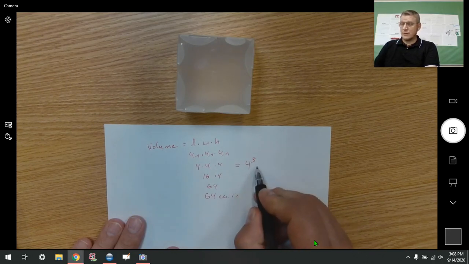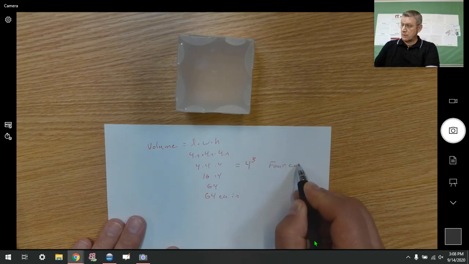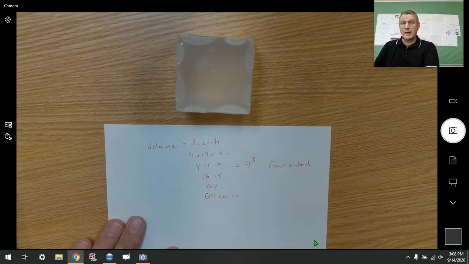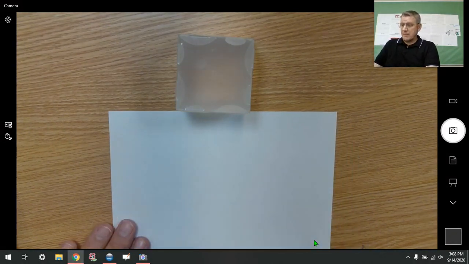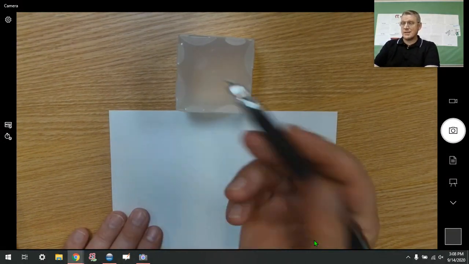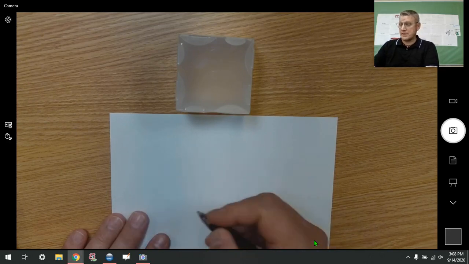So this is actually said in English, 4 cubed. And that simply means the number 4 multiplied by itself 3 times. And that works with any number that we have. Let's not say it's 4 inches, let's say that happens to be 10 centimeters. I'm not sure if it's 10 centimeters, but let's say that it is.